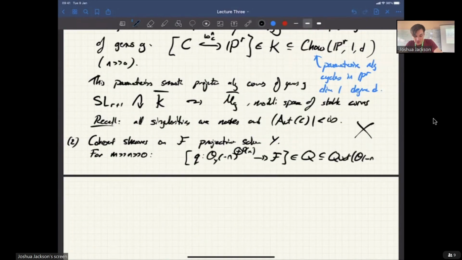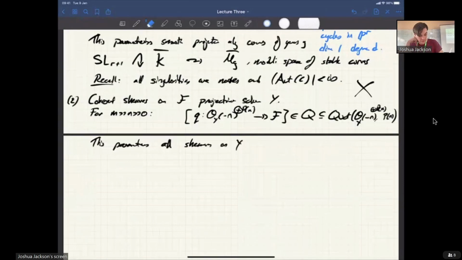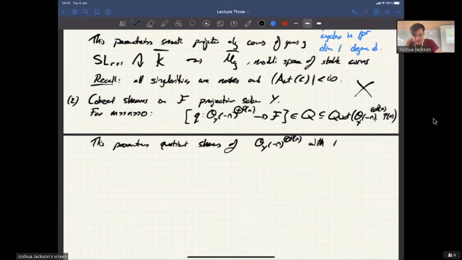And this thing parameterizes all quotient sheaves of O_Y(-N) to the power P(n) with Hilbert polynomial P(n). So let me write that down. If all of this is just nonsense and you don't know what it means, then I wouldn't worry about it too much.